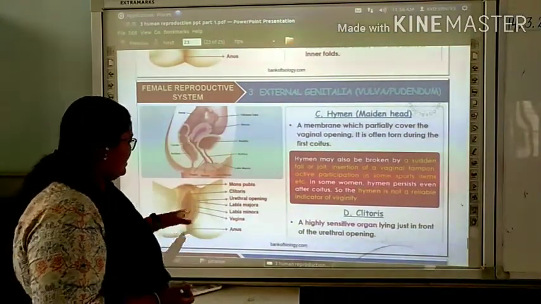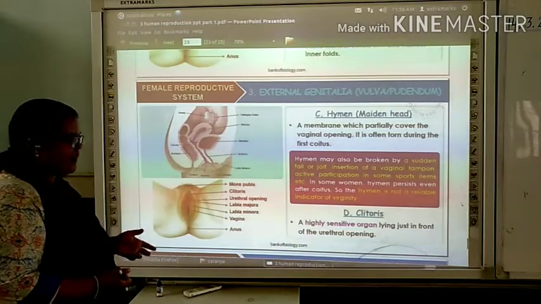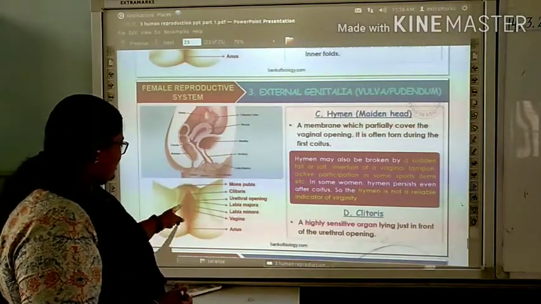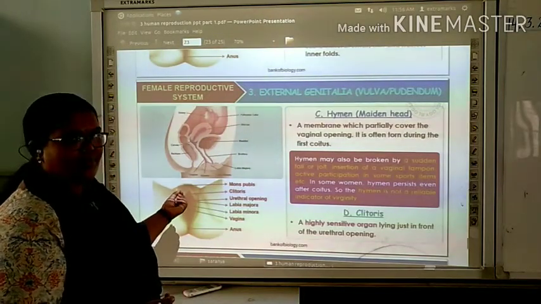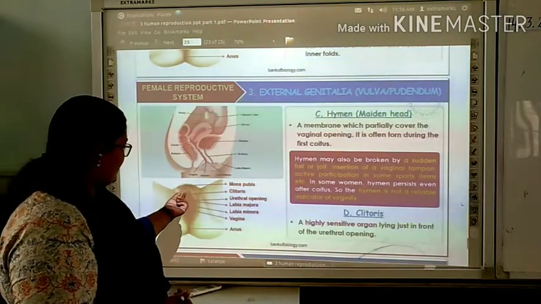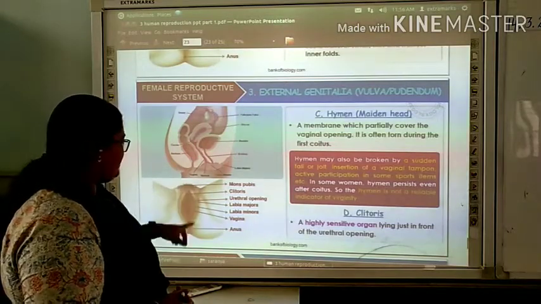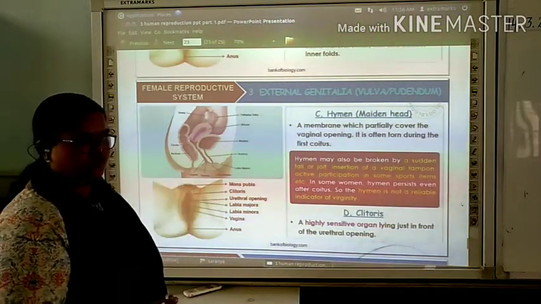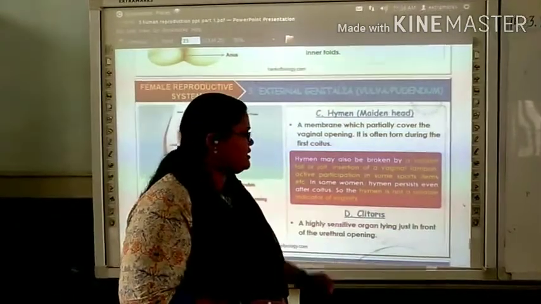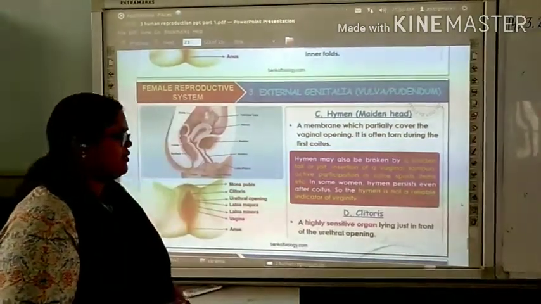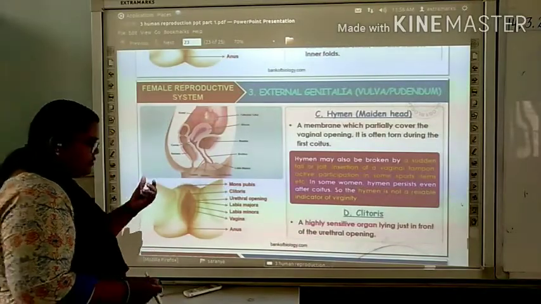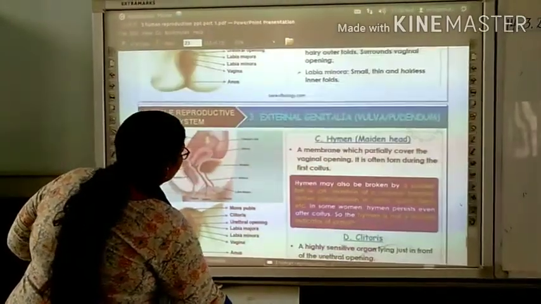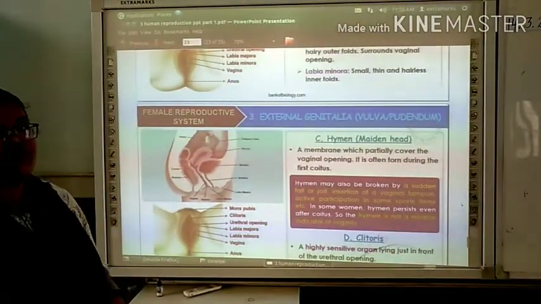And now the last part, the labia majora and minora part. You can see the flap-like opening, and the structure that is highly sensitive is called the clitoris. Right. So it is a highly sensitive organ lying just in front of the urethral opening, at the junction of the labia majora. Right. So here we are finishing the female reproductive system in detail.